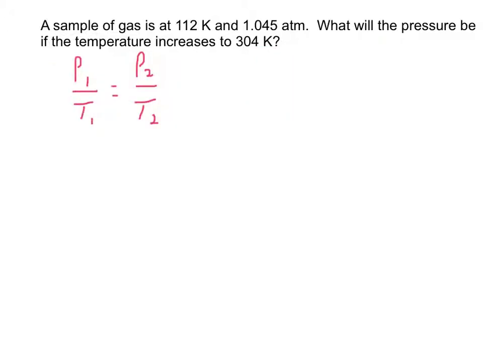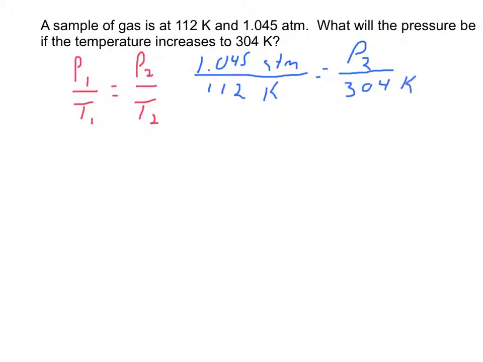So with that being the case, let's go ahead and use these numbers to solve this problem. So there's our equation for Gay-Lussac's law. P1 over T1 equals P2 over T2. And so we defined what these things are going to be in the last slide. So we know that our P1 was 1.045 atmospheres. We knew that our T1 was 112 Kelvin. We don't know our P2. We will be solving for that. And we do know that our second temperature is 304 Kelvin.